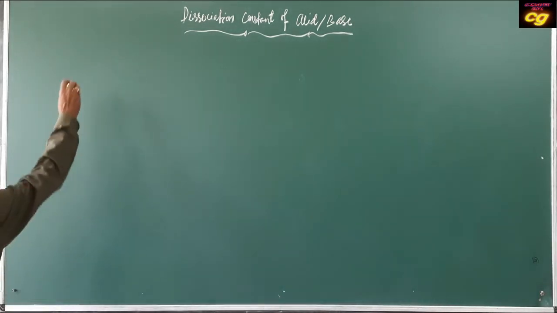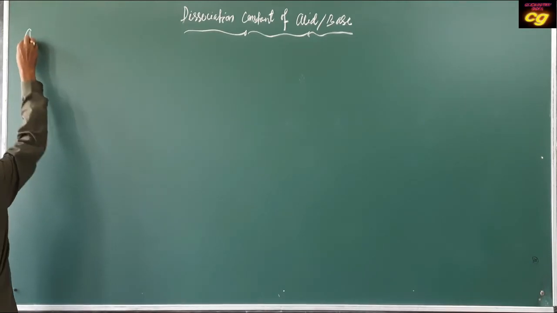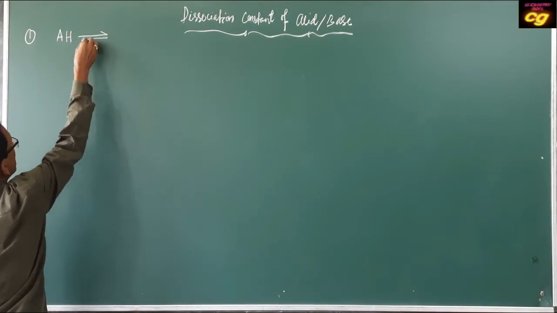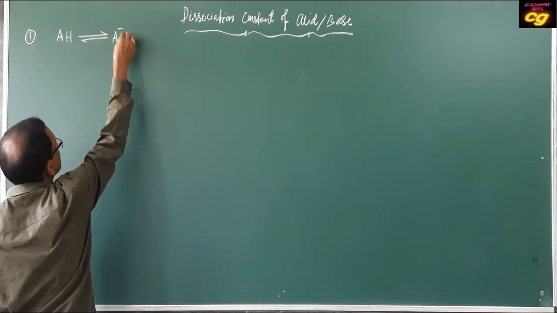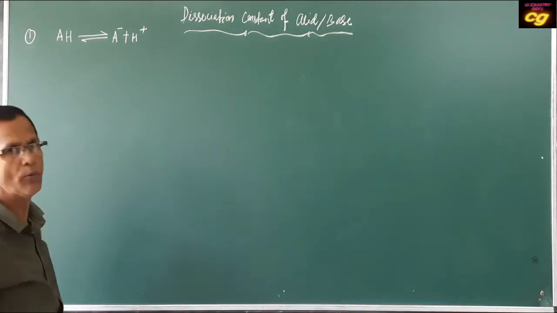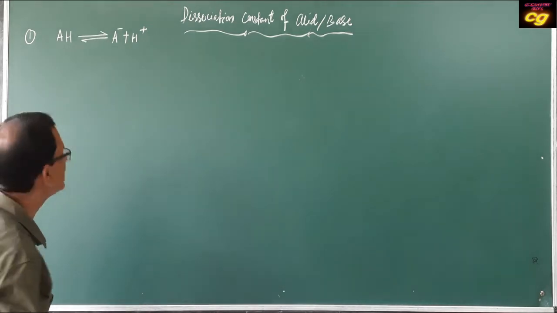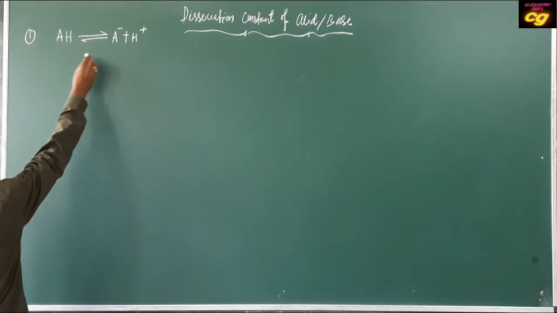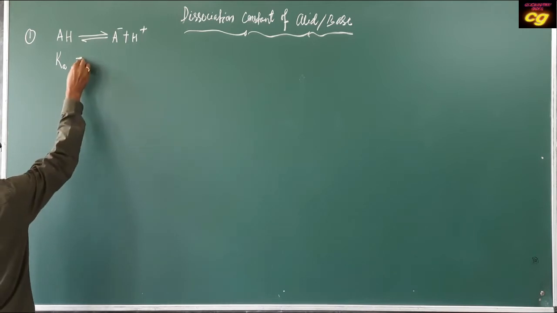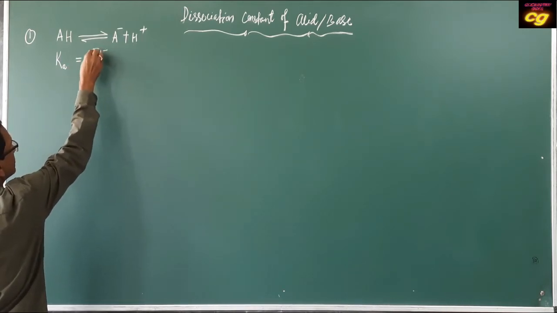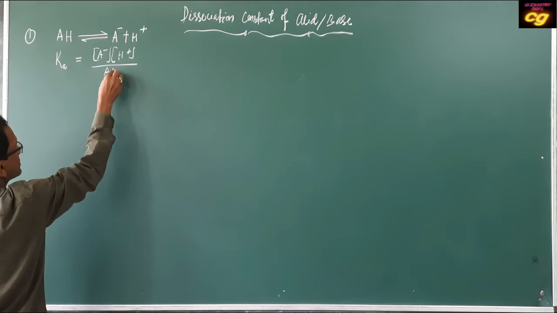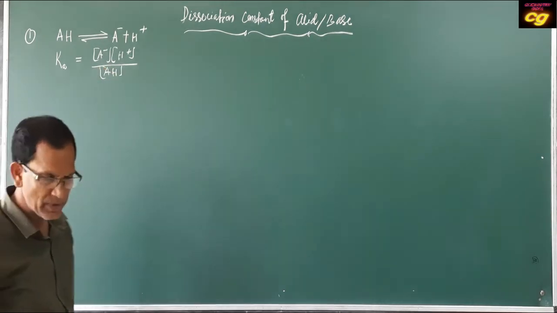So, we know that one acid is AH. When it dissociates in water, it will produce A minus and H plus. This is the dissociation equation of a monobasic acid having one H. Then if you see the equilibrium constant, suppose Ka is equal to the concentration of A minus into the concentration of H plus upon the concentration of AH. This is the expression of Ka.